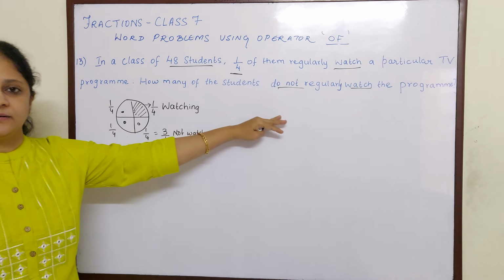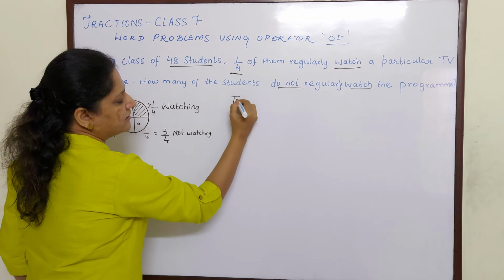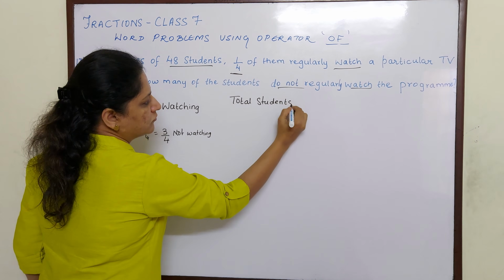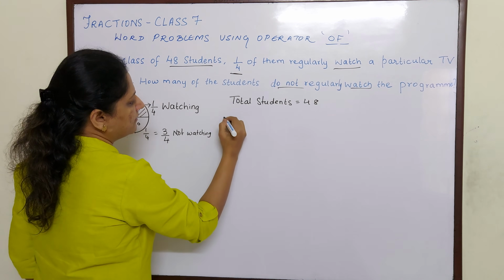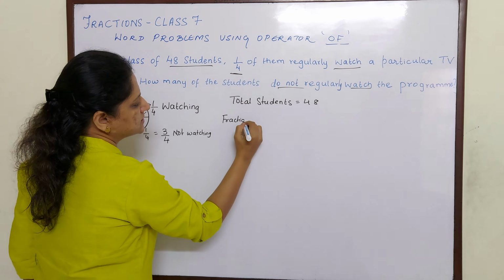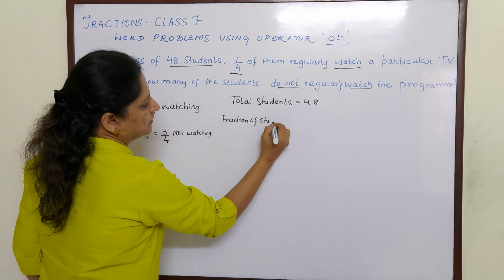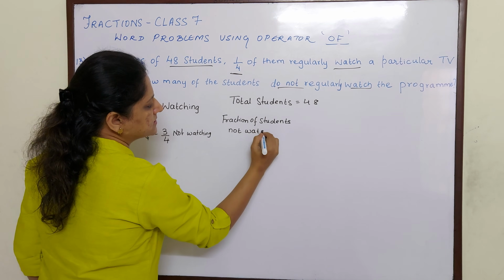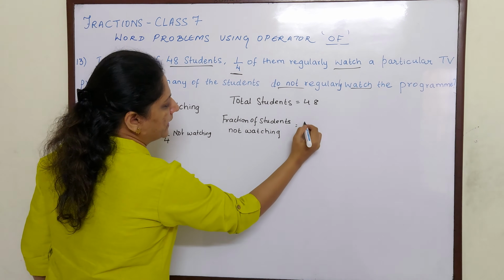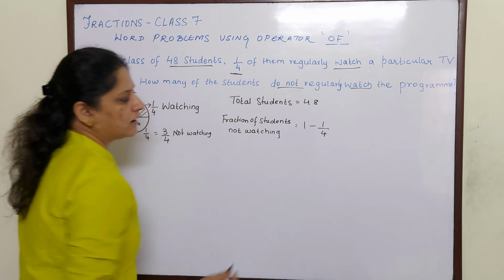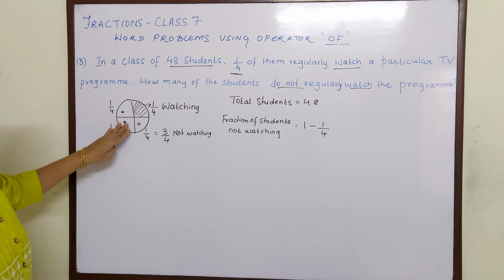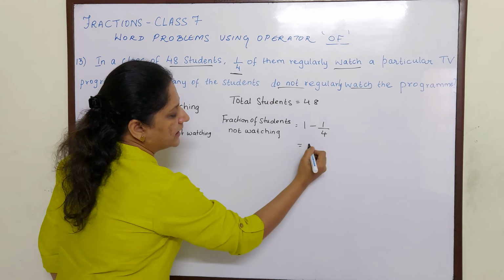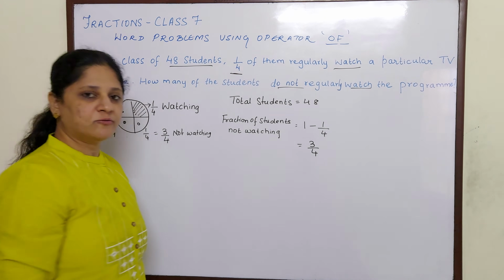Now let us put this in the sum. So we will write first information as total students is equal to 48. Fraction of students not watching is equal to 1 minus 1/4. Now why am I subtracting 1/4 from 1? Because the whole circle denotes 1. From that, if you remove 1/4, you will get children who are not watching the program.